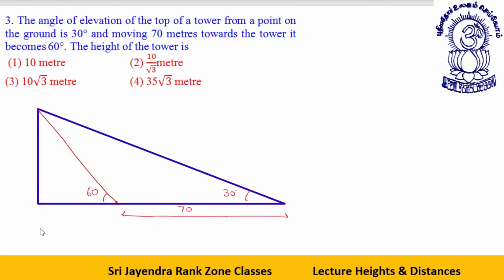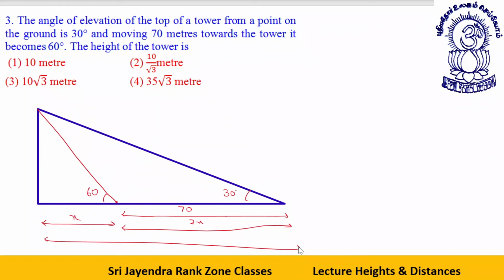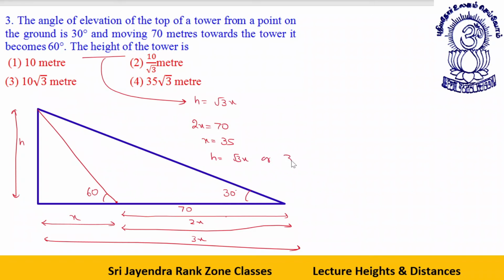The moment you see 30, 60, what you get? You get this is x. You interpret this as 2x. You interpret this as root 3x. And this is h. And h becomes what? H becomes root 3x, height of the tower. So you have 2x is equal to 70, x is equal to 35. So h is equal to root 3x, or 35 root 3 meter. Option number 4 is the answer. Next one.